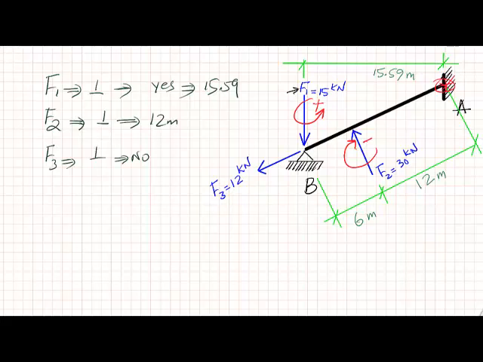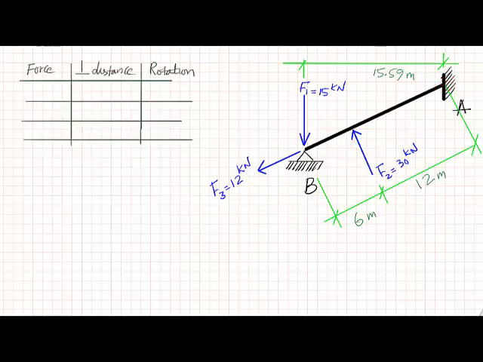Now let's do the calculation. Now that we know F1 has a perpendicular distance, it will cause counterclockwise rotation, and F2 also has a perpendicular distance of 12 meters and will cause a clockwise rotation, and F3 doesn't have any perpendicular distance to cause a rotation. So let's start the calculation.